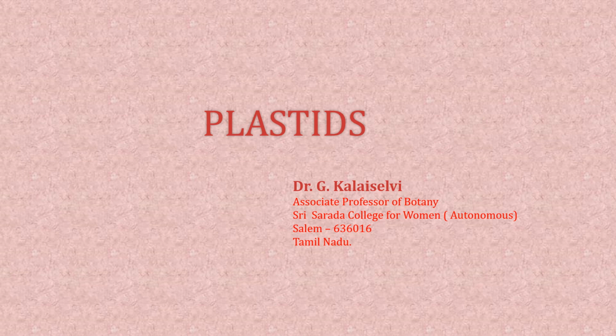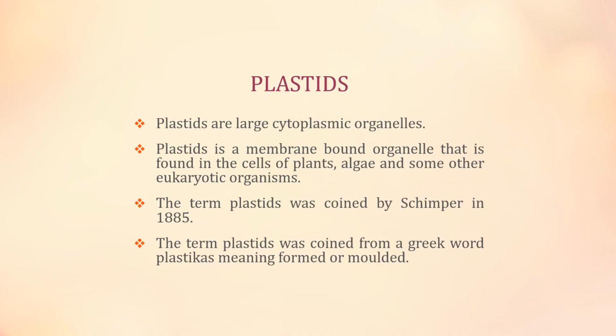I am going to talk about plastids. Plastids are large cytoplasmic organelles. A plastid is a membrane-bound organelle that is found in the cells of plants, algae, and some other eukaryotic organisms. The term plastids was coined by Schimper in 1885. The term was coined from a Greek word plastikos, meaning formed or molded.